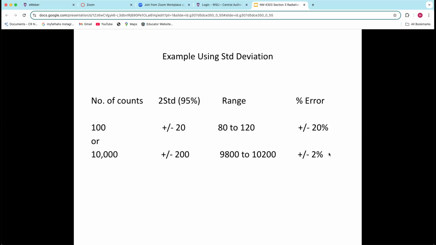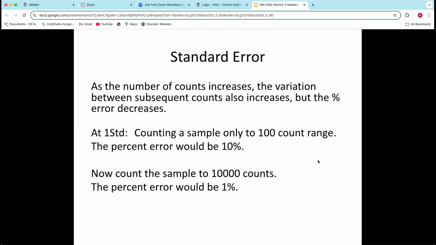But look at what happens with percent error when we do the math. It goes way down, okay? So this is what I want you to connect. With lots of counts, we can still remain within our accuracy probability, and our error goes way, way down. This says kind of the same thing right here. Error goes way down.